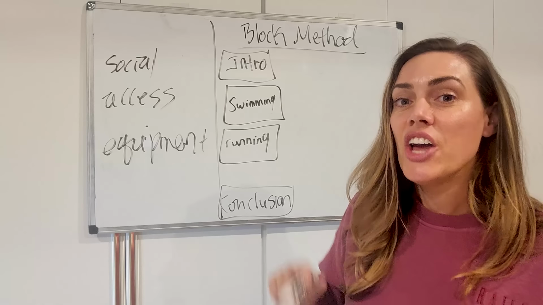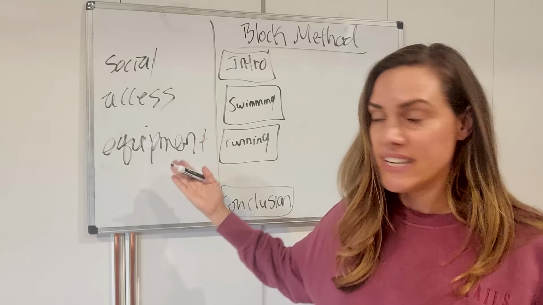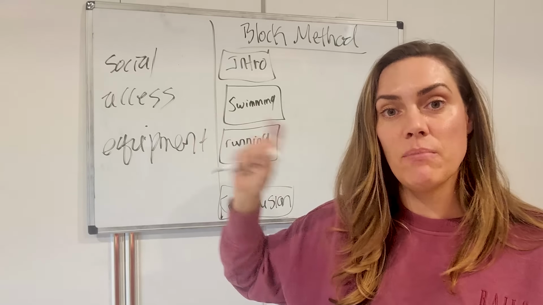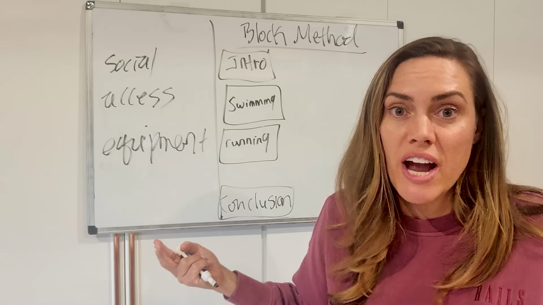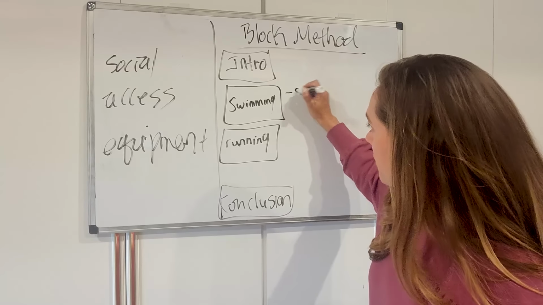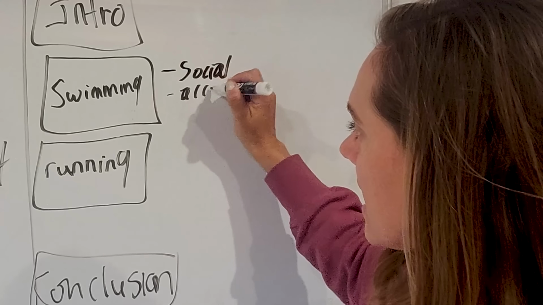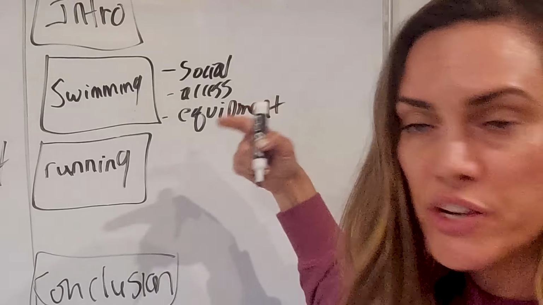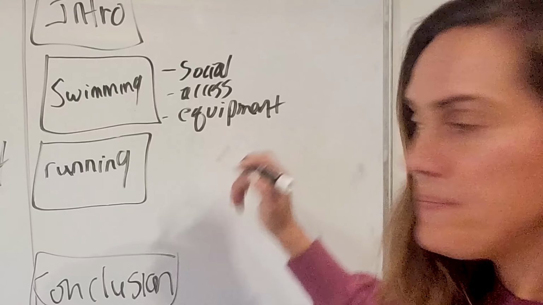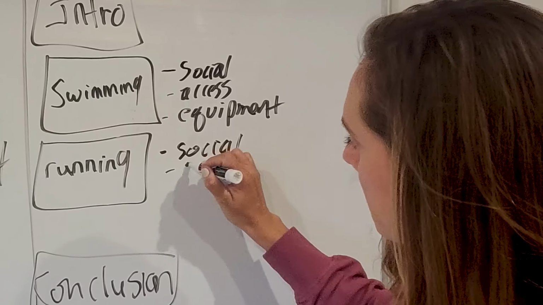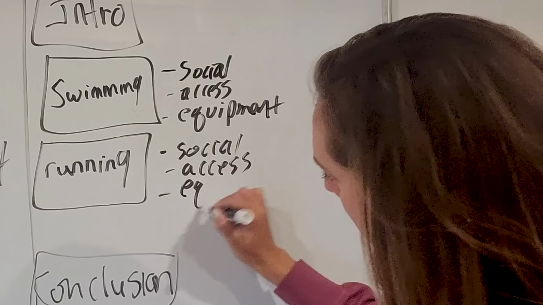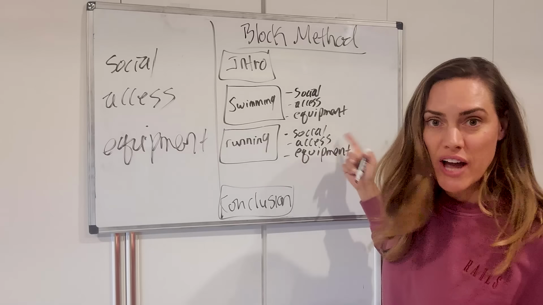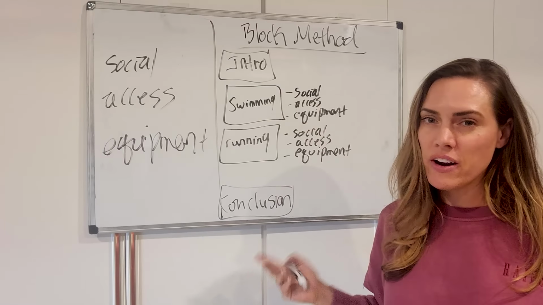But don't forget, you got to focus on those points of comparison in this one and in this one. You got to make sure you discuss the same things, otherwise you're not really comparing or contrasting. So in here, you're going to focus on the social, the access. In this one, you're going to focus on social, access, and equipment. And in this one, you're going to focus on social access and equipment. So really, you only have two body paragraphs, but that's not true.